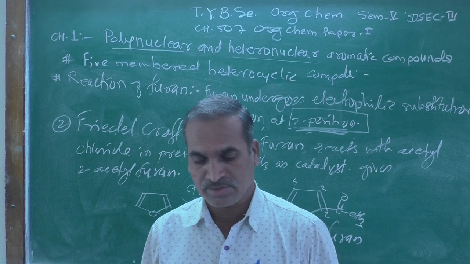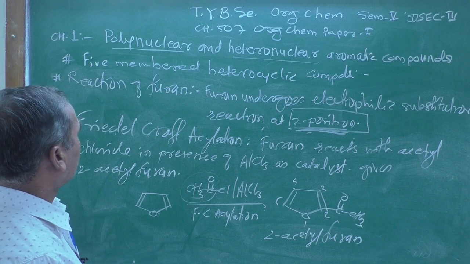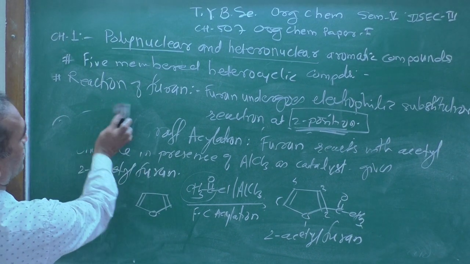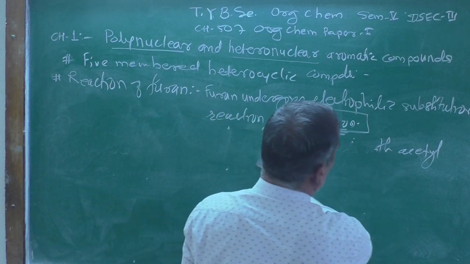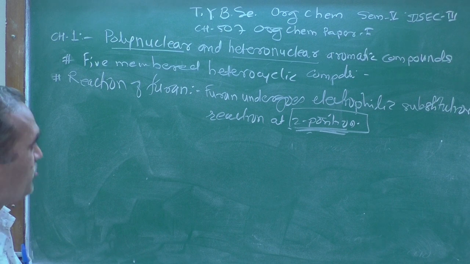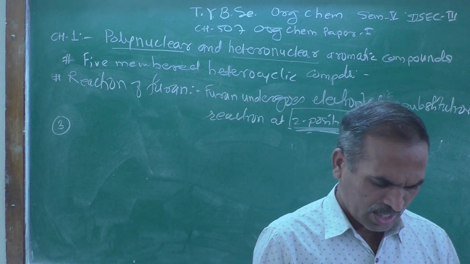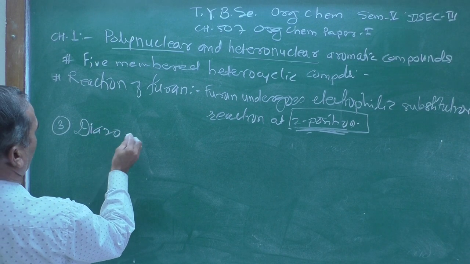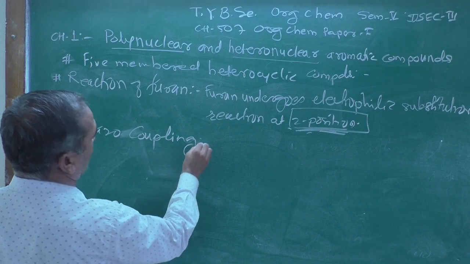And the next reaction which we are going to discuss, the third reaction of furan. As we know that furan undergoes electrophilic substitution reaction at 2 position, let us move on to the next reaction. Third reaction would be diazo coupling reaction.